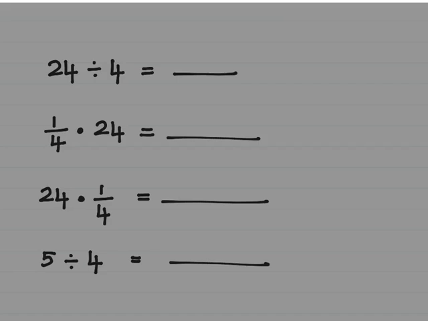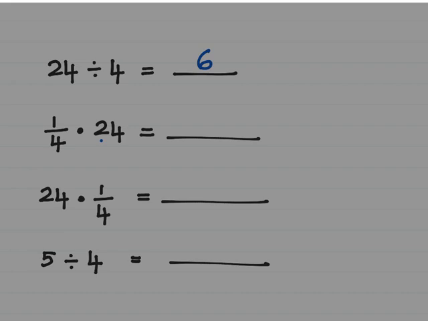Okay, now let us solve the problem 24 divided by 4. For this problem, you have to find how many 4 goes in 24. So 6 4 goes in 24. So the answer is 6.